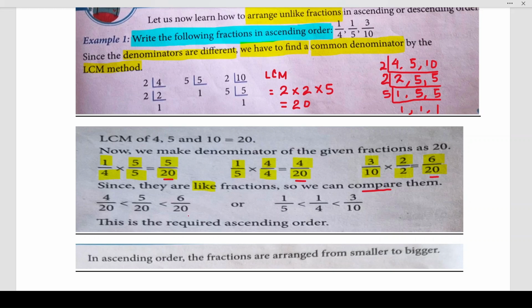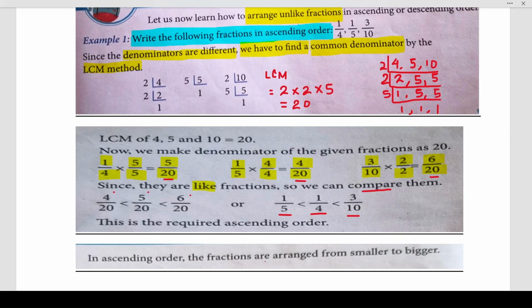Now when we have three fractions with the same denominator, what do we do? We will see which numerator is the lowest. Lowest numerator is 4. Then comes 5 and then comes 6. So small to big, so 4 by 20, 5 by 20 and then 6 by 20, or the original fractions for these, 1 by 5, 1 by 4 and 3 by 10, will be written.